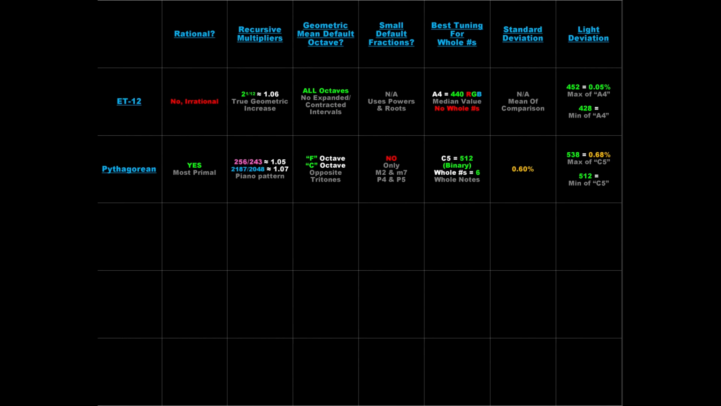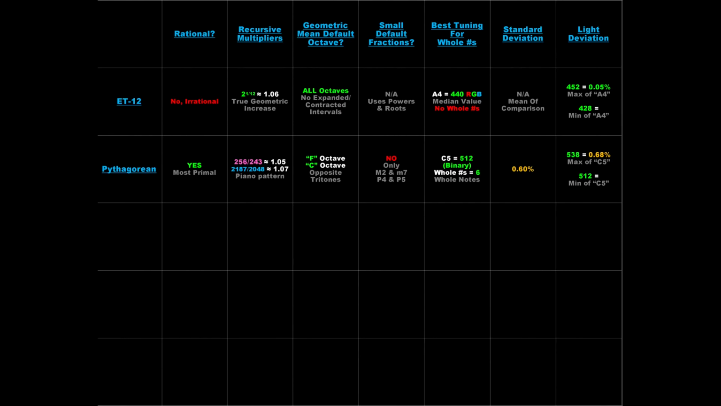Its geometric mean default octave: how many octaves does it use that have a perfect geometric mean relationship, which means it uses all the default fractions, no expanded or contracted intervals? That occurs in two octaves, F and C. The only way they differ is they have opposite tritones.